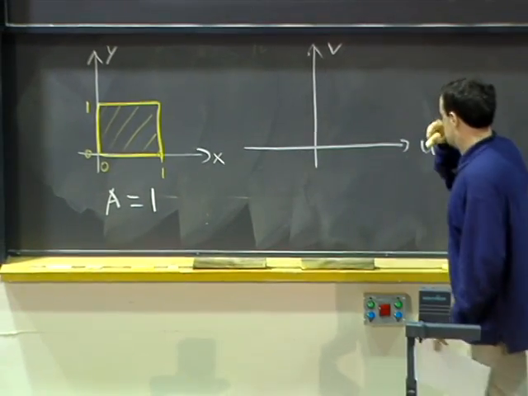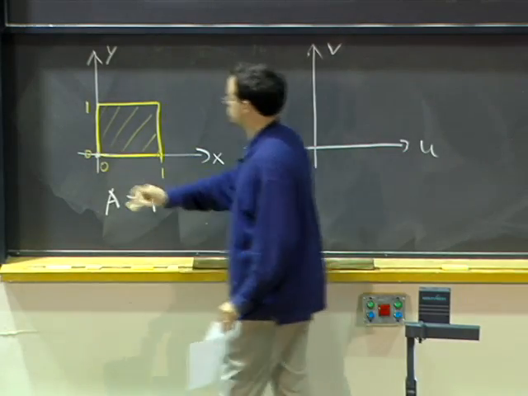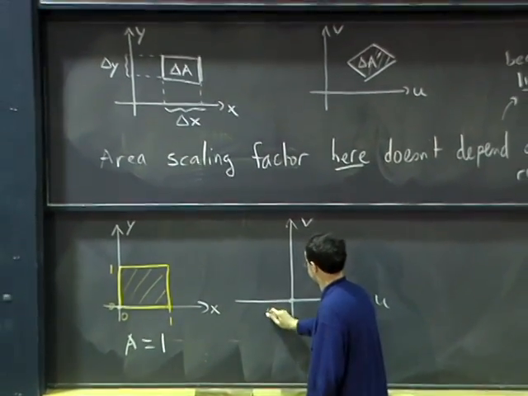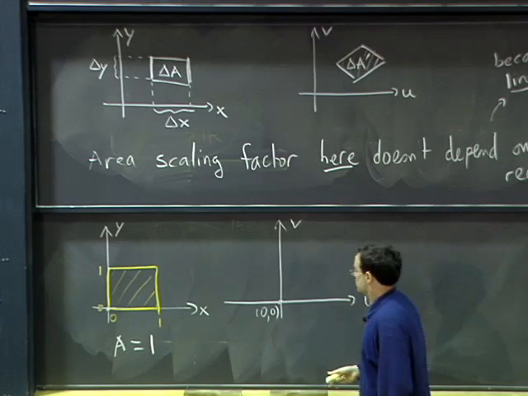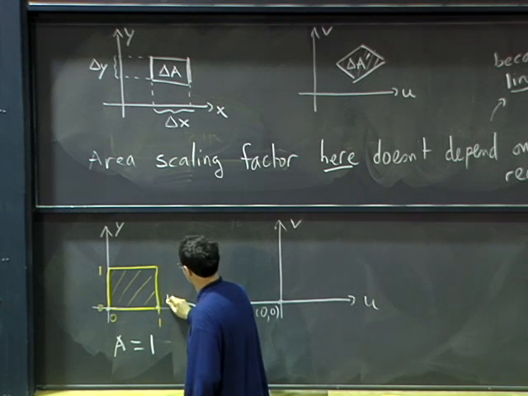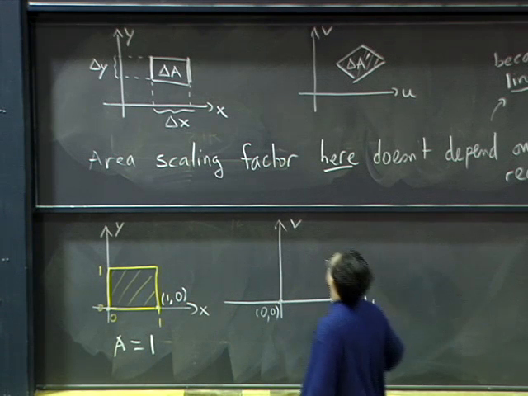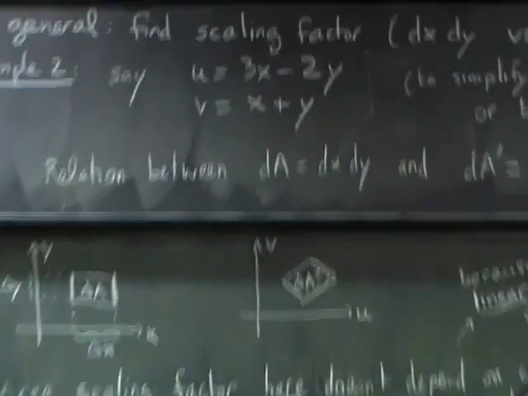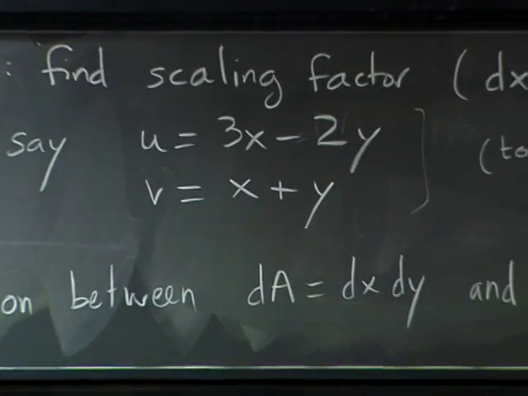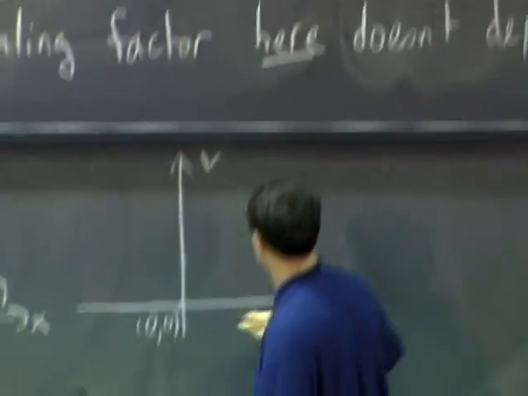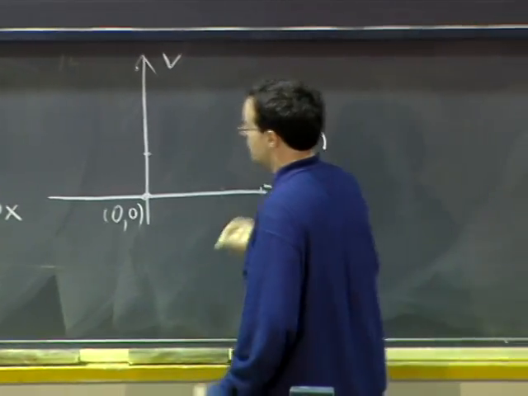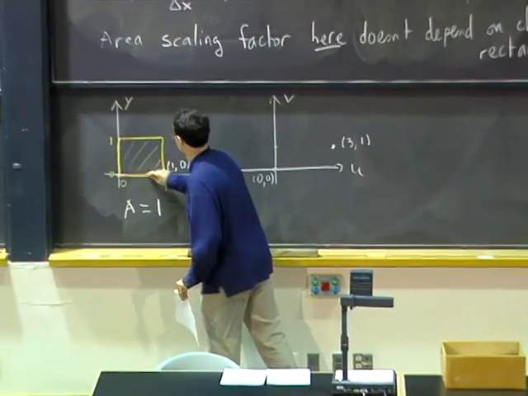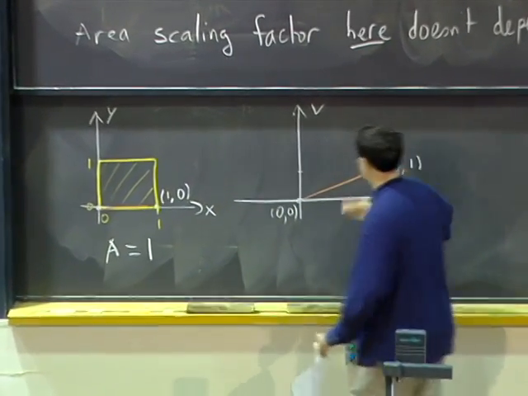Okay? So here we have x equals 0, y equals 0. Well, that tells us u and v are going to be 0. Next, let's look at this corner. Well, in xy coordinates, this is 1, 0. If you plug x equals 1, y equals 0, you get u equals 3, v equals 1. So that goes somewhere here. And so this edge of the square will become this line here.